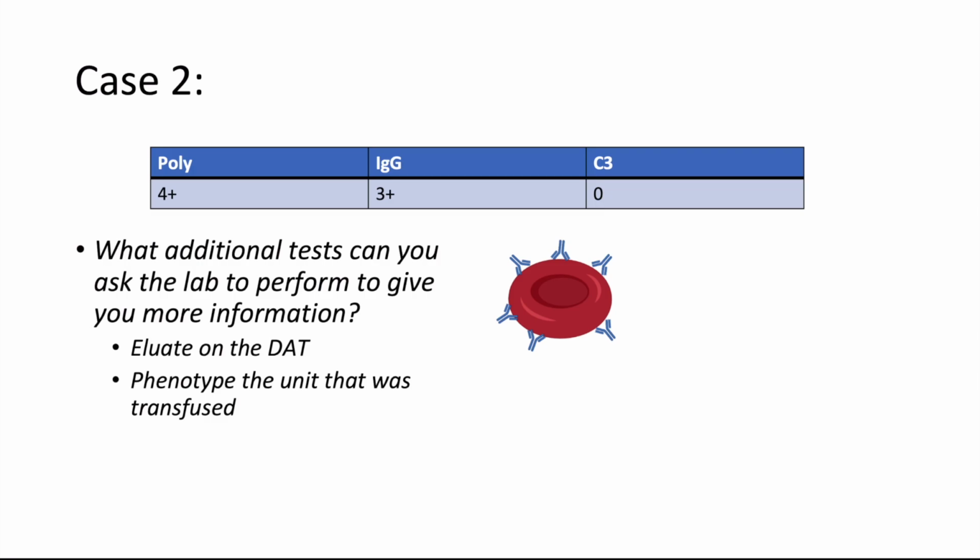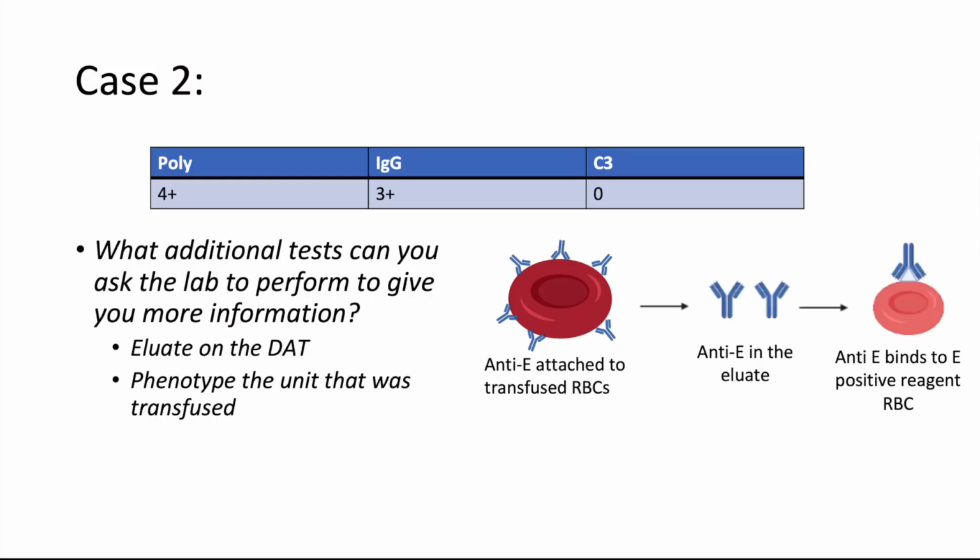Well, the answer is you could perform a DAT, but then you can also do an eluate and then phenotype the unit that was transfused. So again, a similar mechanism here that I wanted to show you. We want to do an eluate and see if the antibody is actually anti-E, because it could be something else, or it could also be nothing, and maybe the patient is bleeding for other reasons.